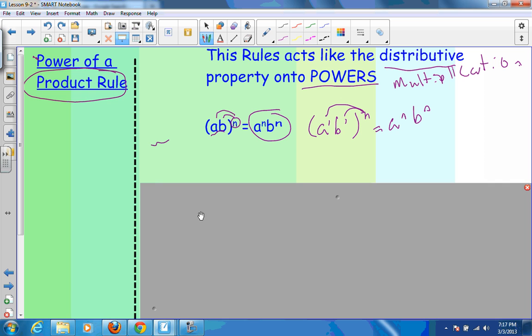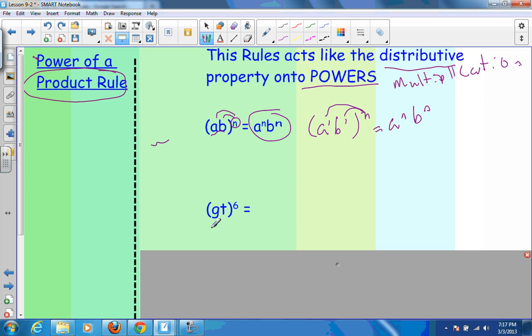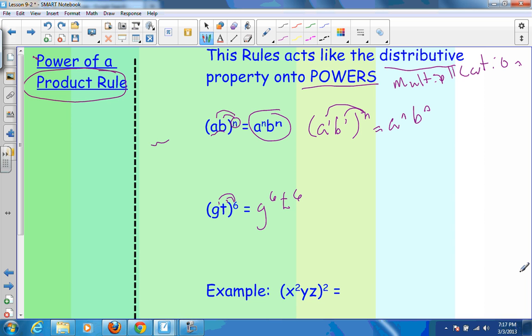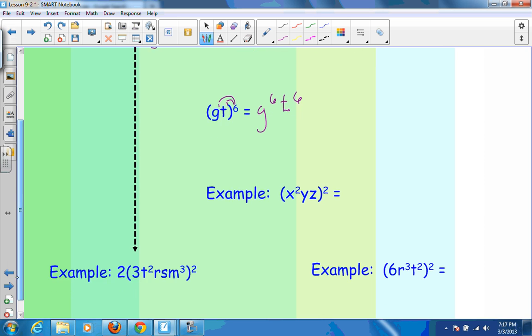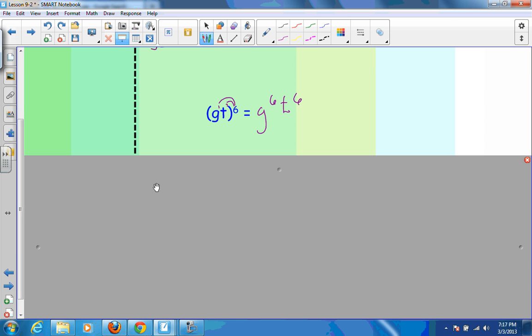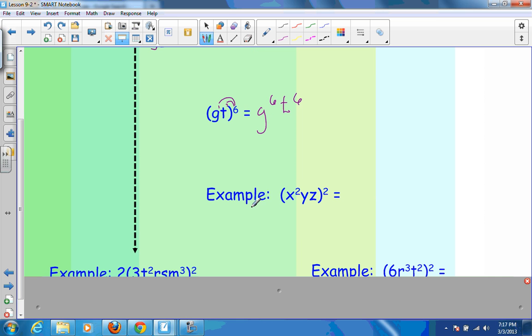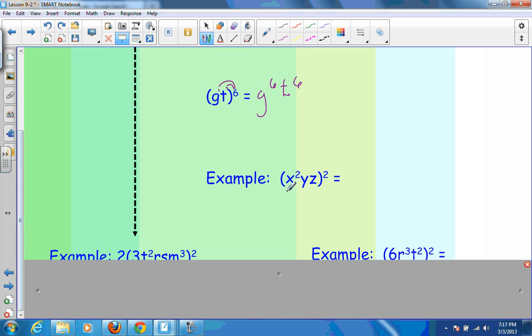All right, let's take a look at what this looks like in action here. All right, again, everything that does not have an exponent does really have a 1 on it. So here I have g to the 6 times 1 and t to the 6 times 1, which is g to the 6th and t to the 6th. Okay, let's get some more complicated examples here. Let's just look at this example here, and I'll bring it back up.